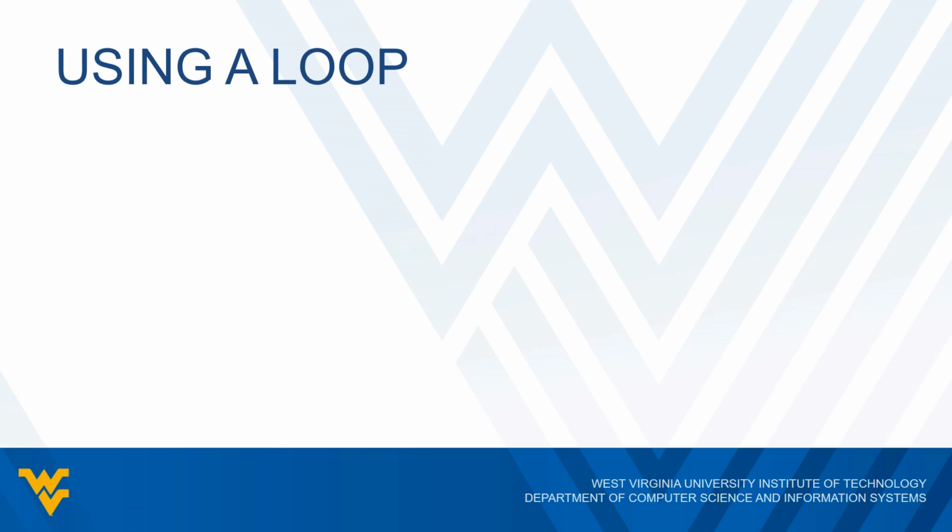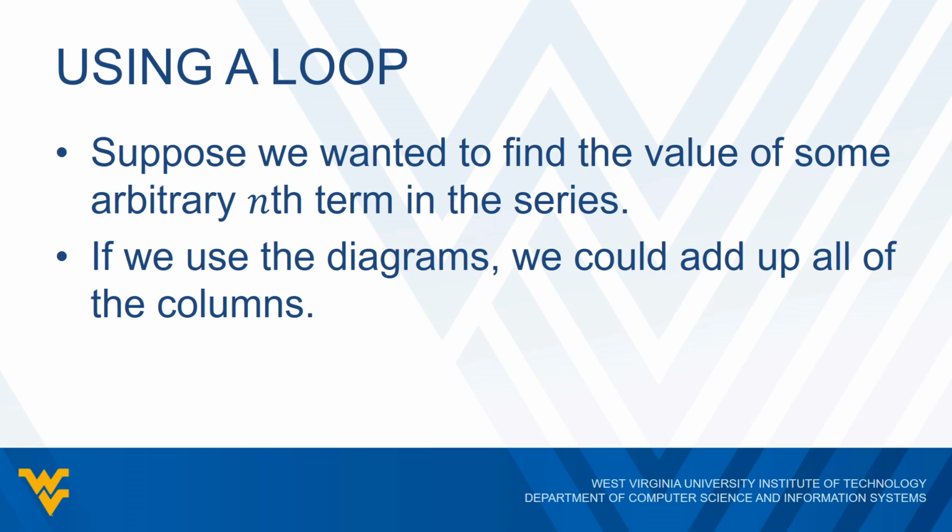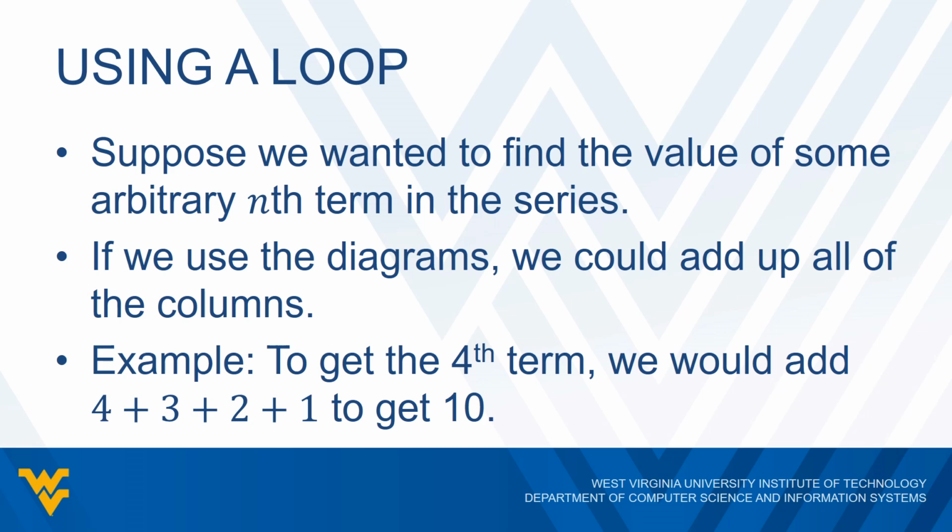So how would we go about finding some arbitrary nth term? If I have some value n, what's the triangular number in that sequence? If we look at our diagrams, we could take the columns of the entire arrangement and add up all those columns. For example, for the fourth term, we have one column of 4 things, a column of 3, a column of 2, and a column of 1. So 4 plus 3 plus 2 plus 1 does in fact give us 10.